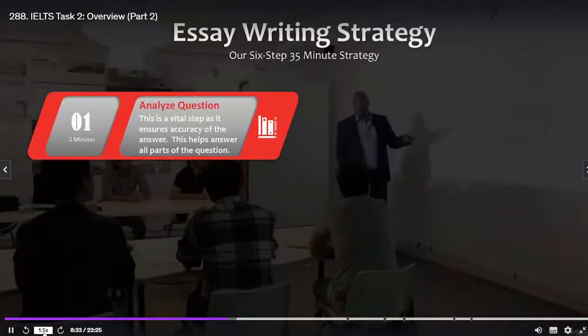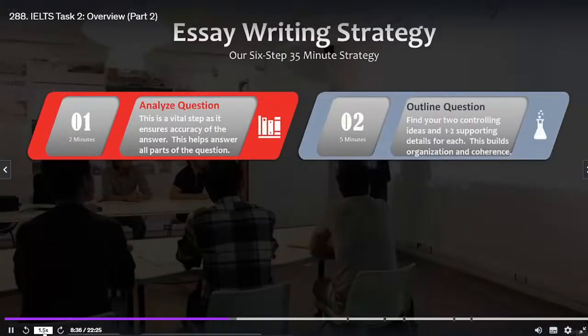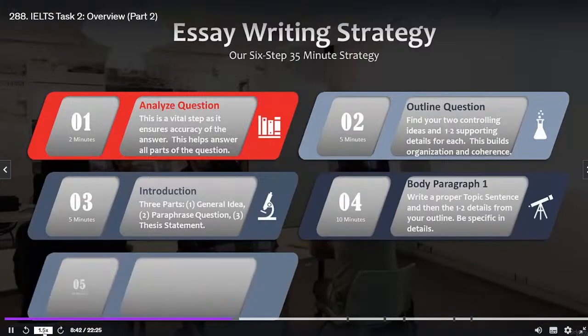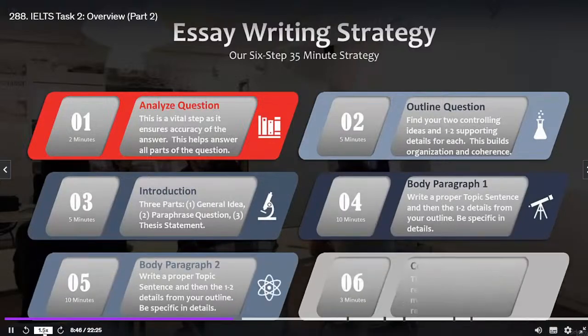So here's our 35-minute, 6-step writing strategy. We have 6 easy steps to follow for you to be able to write the type of essay that's going to score very well. Number 1, you have 2 minutes to analyze the question. This is a critical step, a very important step. This makes sure that you're going to answer all the parts of the question and that you answer it accurately. Number 2, outline the question. After you understand what you have to write because you've analyzed the question, now it's time to do an outline. And I need for you to be able to do your outline in less than 5 minutes.